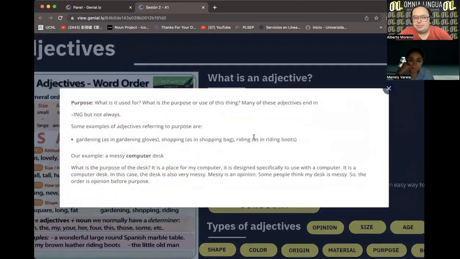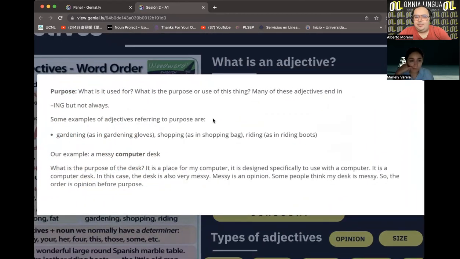Vamos a seguir con el propósito. So, the purpose tells us what is used for or what is the purpose or use of this thing. Many of these adjectives end in ing, but not always. Some examples of adjectives referring to purpose are gardening, shopping, writing. Gardening, as in gardening gloves, or shopping, as in shopping bags, or writing, as in writing boots.